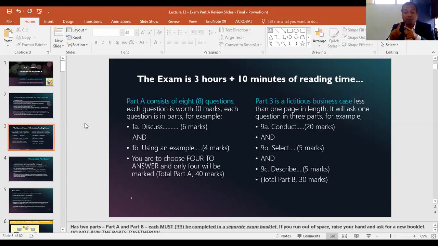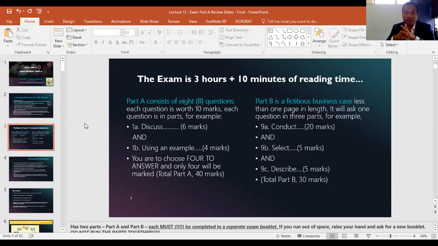If you choose a question, you have to attempt it fully. It should not be a case where you select 1A and then 2B. It has to be 1A and 1B together, or 4A and 4B together, or 8A and 8B together. So you should keep that in mind. You should attempt 4 questions, but in full. Part A will carry 10 marks each, so you will be awarded 40 marks in Part A.